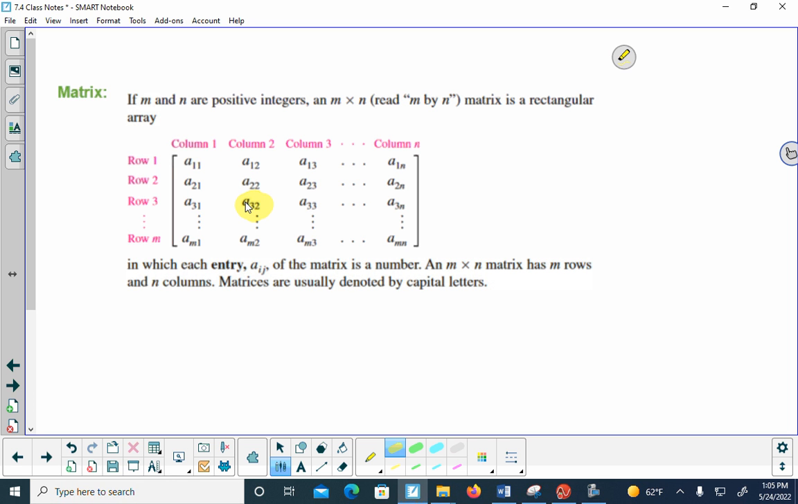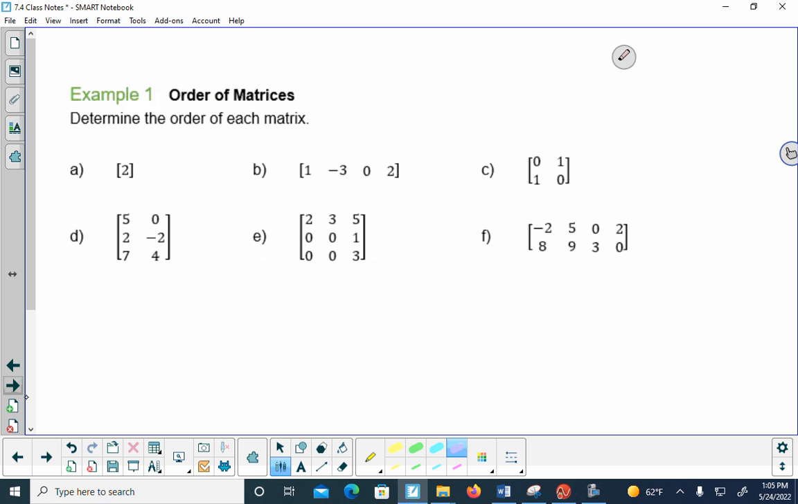To write the order of a matrix, you take the number of rows times the number of columns. So what does that look like? I'm going to go to D first because I can see the top. If I'm looking at D and I want the order, first I do the number of rows. I have 1, 2, 3 rows, and then the number of columns, 1, 2. So this is 3 by 2. A has one element, so it has 1 row, 1 column. So that's 1 by 1. Looking at B, I have 1 row and 1, 2, 3, 4 columns, so it's a 1 by 4.